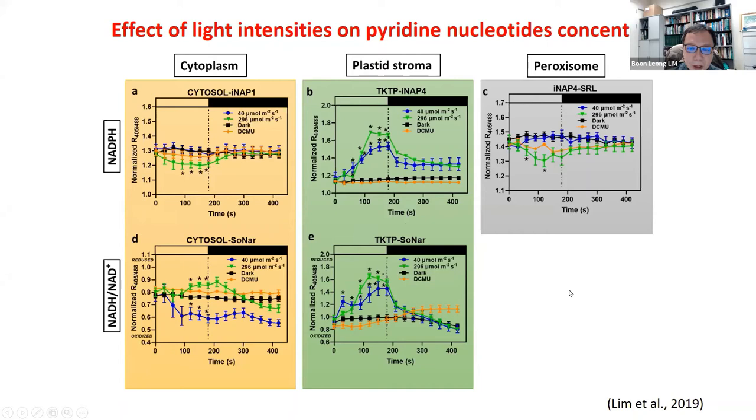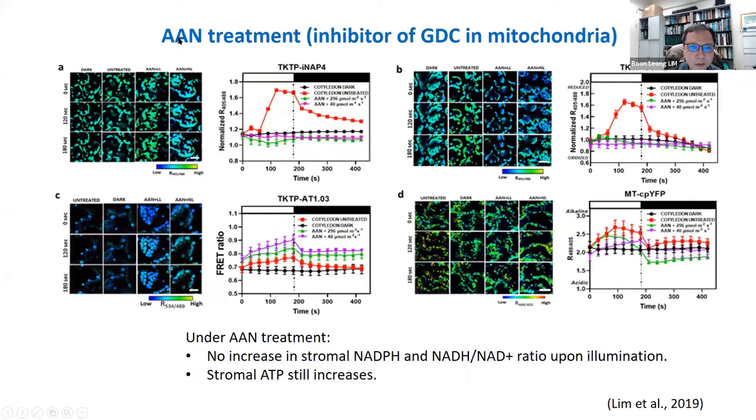However, if we treat the seedlings with AAN, which is an inhibitor of glycine decarboxylase, this is without the inhibitor for NADPH, but with the inhibitor, there is no increase. And for the NADH to NAD ratio, without the inhibitor, it increased, and with the inhibitor, there is no increase. Whereas ATP still increased, and the mitochondrion still had alkalization of their matrix. So under the AAN treatment, there was no increase in stromal NADPH and NADH to NAD ratio upon illumination, but stromal ATP still increased.